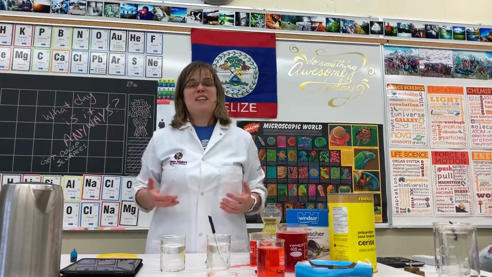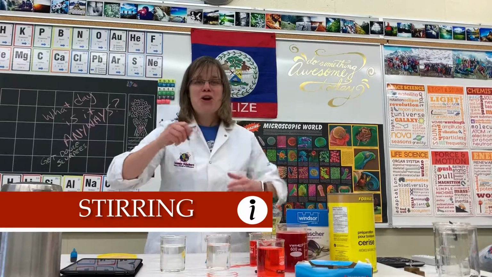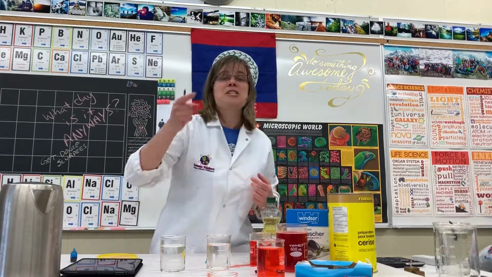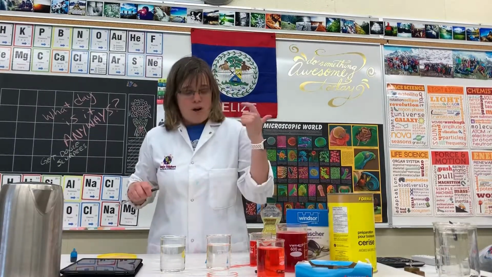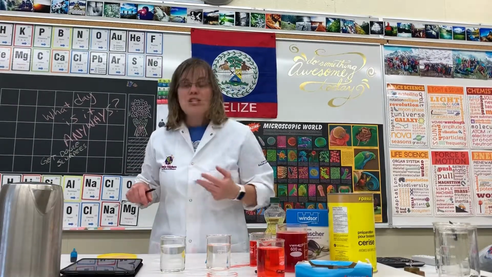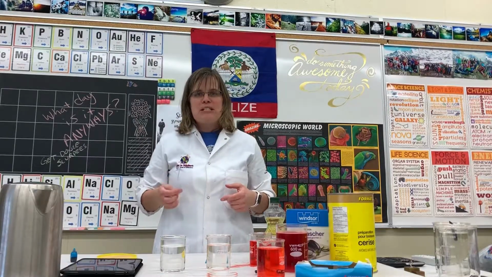The very last thing that affects speed is stirring. We've already seen that. The more you stir, the faster things get dissolved. So you need to remember 3 things that affect the speed of solubility: temperature, hot's always faster, the size of particles, small is always better, and the last one is stirring. More stirring is better. That's all you need to know for today.